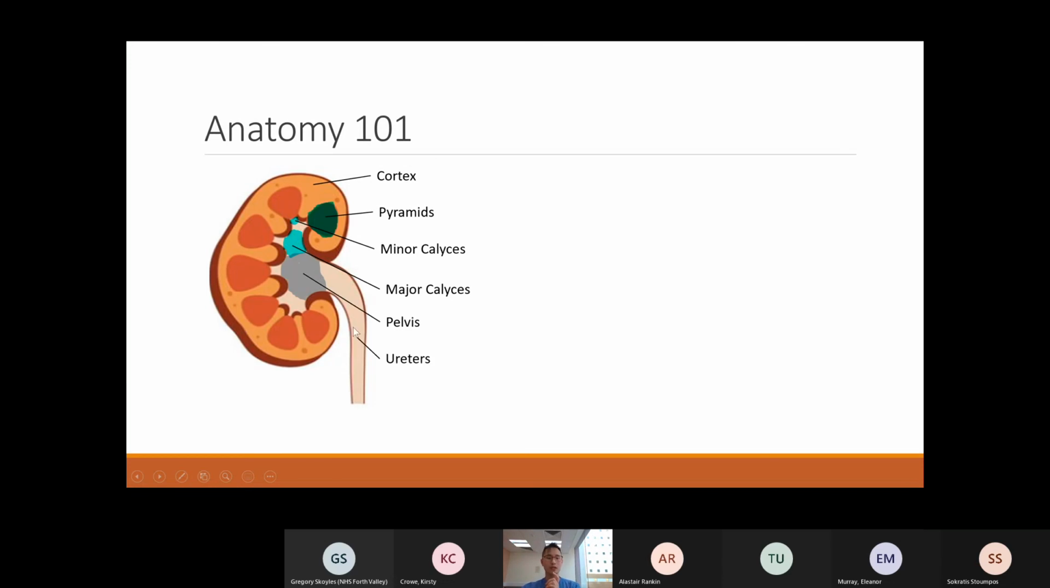Now, it's important to know these 6 names, 6 structures, because they will be very important when describing a kidney ultrasound. Talk more about that in a second.